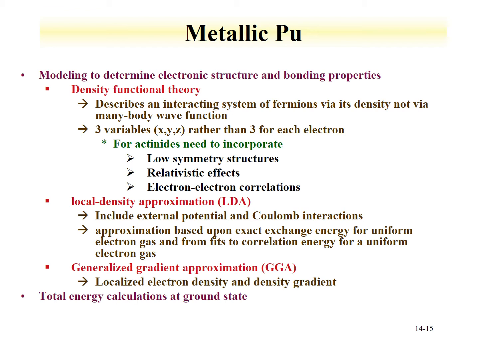Some of the methods for understanding and modeling plutonium metal are briefly described here. Density functional theory has been used. For the actinides, one needs to include low symmetry structures, relativistic effects, and electron-electron correlations. Local density approximations have also been used, and these include some potentials and Coulomb interactions. And then there's a generalized gradient approximation. These use localized electron density and density gradients.